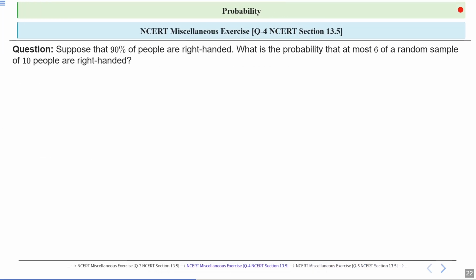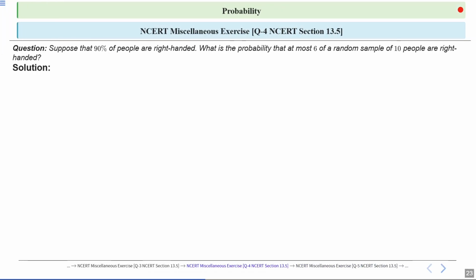In this question, we have a random sample of 10 people taken. 90% of people are right-handed. So what is the probability that at most 6 of a random sample of 10 people are right-handed? First of all, think about this and then see the solution. So let's start the solution step by step.